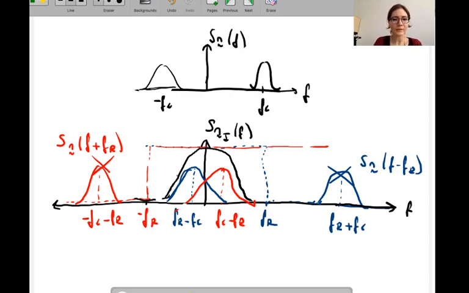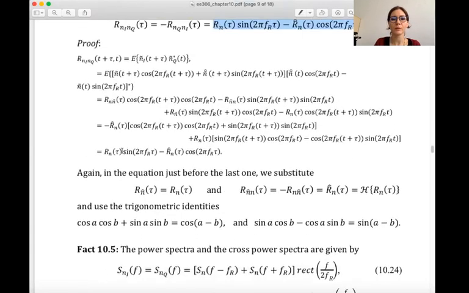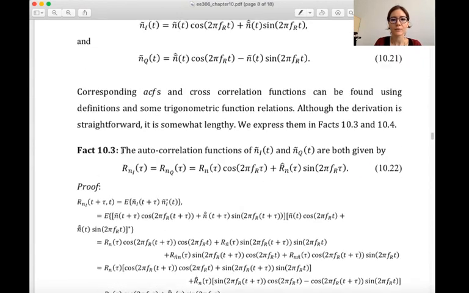What is important to notice here is that in these two expressions for the spectrum, everything is low pass. So N_I of t, which is the real part of this low pass equivalent process that we obtained here.